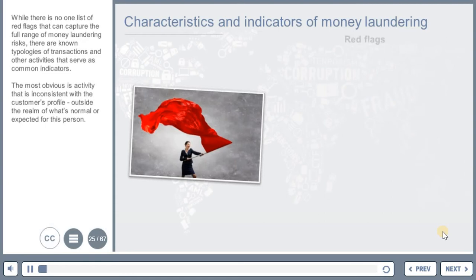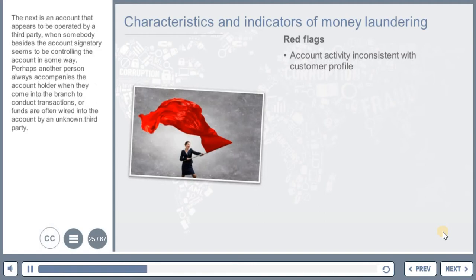While there is no one list of red flags that can capture the full range of money laundering risks, there are known typologies of transactions and other activities that serve as common indicators. The most obvious is activity that is inconsistent with the customer's profile, outside the realm of what's normal or expected for this person. The next is an account that appears to be operated by a third party, when somebody besides the account signatory seems to be controlling the account in some way. Perhaps another person always accompanies the account holder when they come into the branch to conduct transactions, or funds are often wired into the account by an unknown third party.